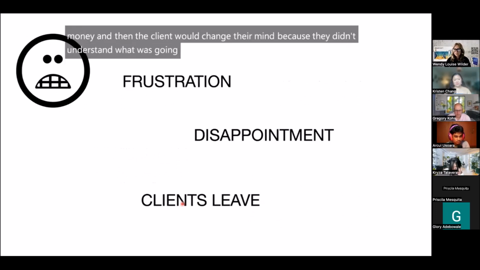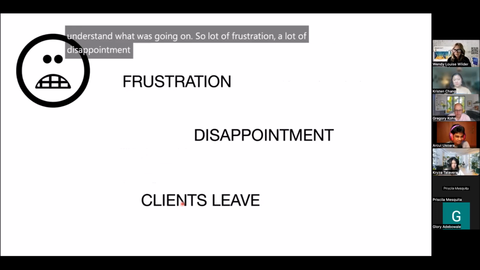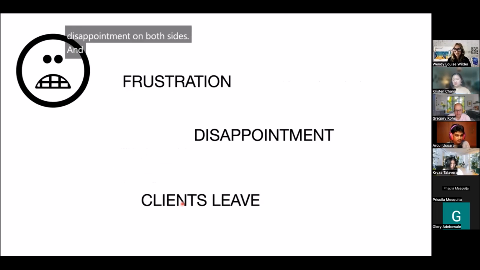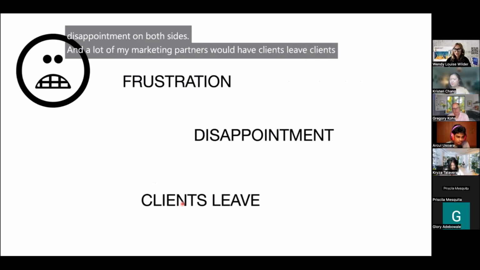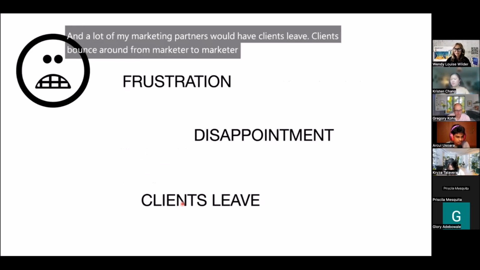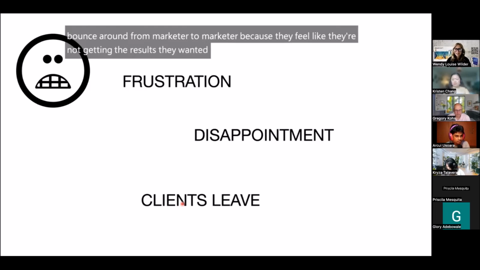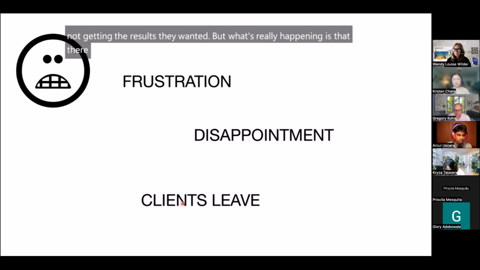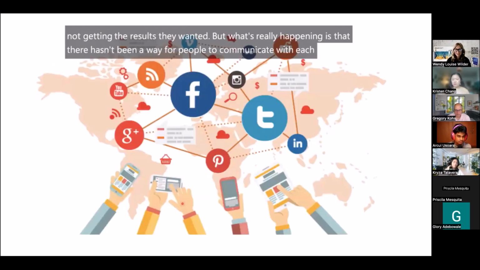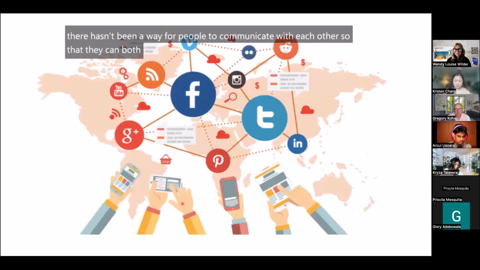So a lot of frustration, a lot of disappointment on both sides. And a lot of my marketing partners would have clients leave, clients bounce around from marketer to marketer because they feel like they're not getting the results they wanted. But what's really happening is that there hasn't been a way for people to communicate with each other so that they can both understand.